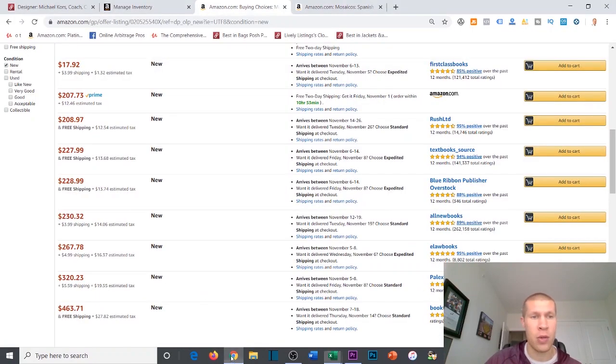The new price, as you can see here, is roughly about $200. So that's the buy box price right here. Amazon has it at $207. Phenomenal profit margin of at least $150, right? If not more after fees.